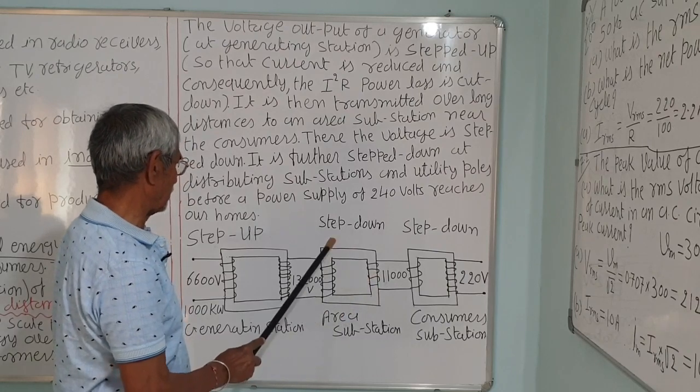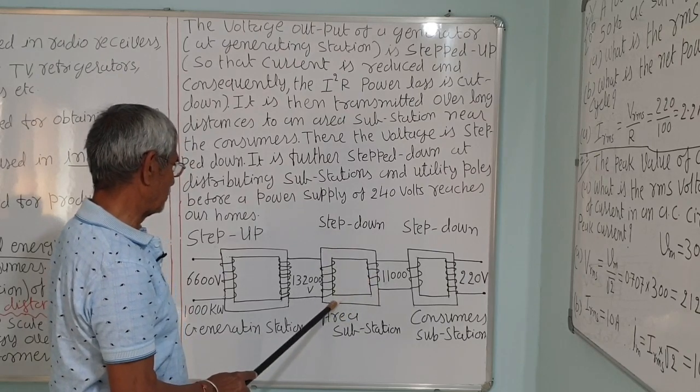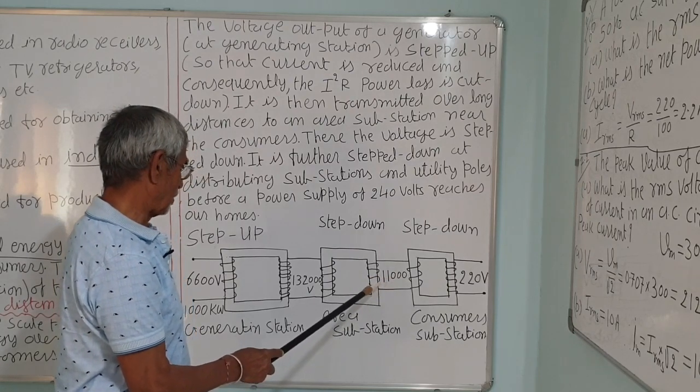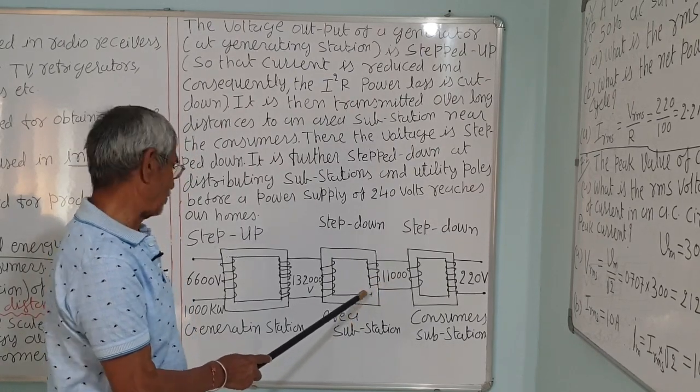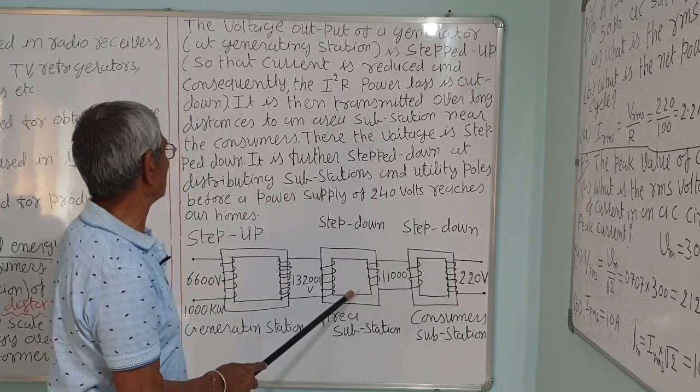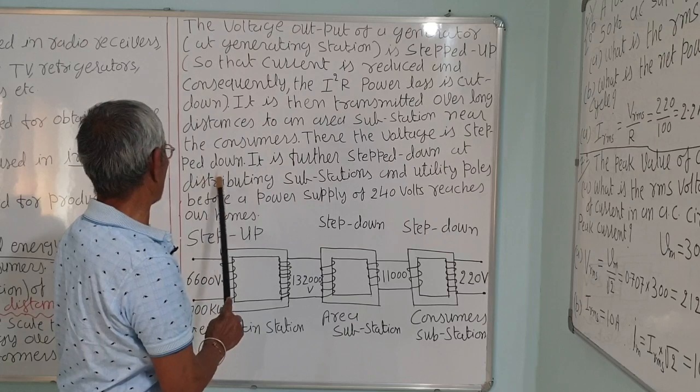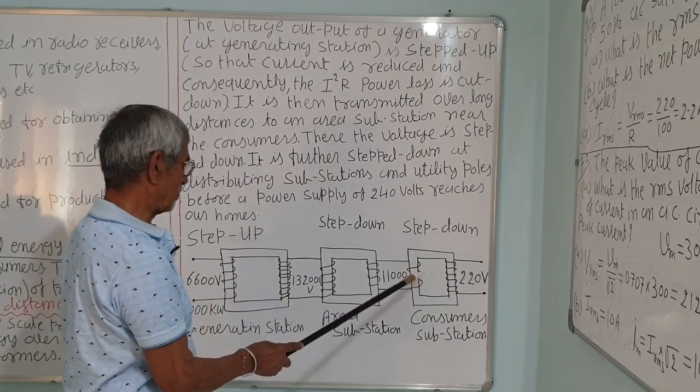This is a substation. Again a step down transformer is used. Again the voltage is reduced, that is 11,000. You must have seen the sign on the pole, that is the danger sign, that is due to this. There the voltage is stepped down. It is further stepped down here.